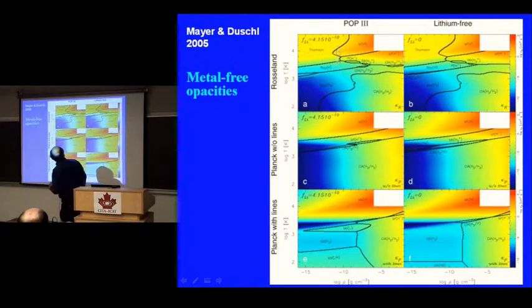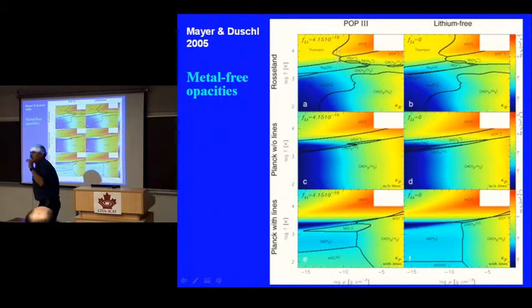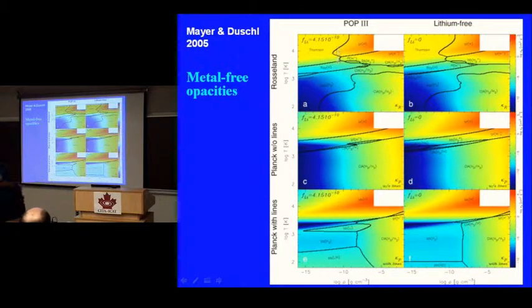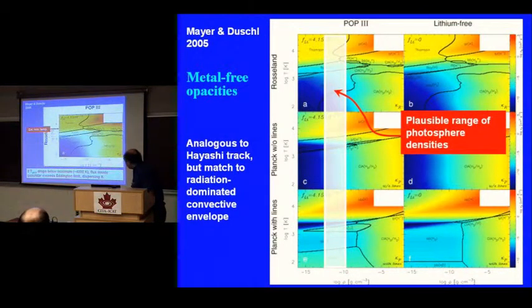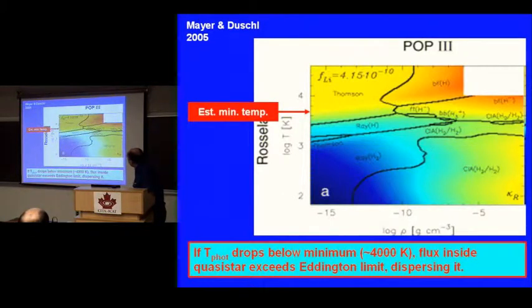For POP3 abundances, amusingly, the main opacity switches from Thomson to Rayleigh scattering. First it's Rayleigh scattering off atomic hydrogen, and then at cooler temperatures it's Rayleigh scattering off molecular hydrogen. And if you do a power law fit, the temperature dependence of the opacity goes roughly like temperature to the 13th power. So the opacity just plummets below a certain temperature. The minimum temperature for POP3 is a little less than 4,000 degrees.